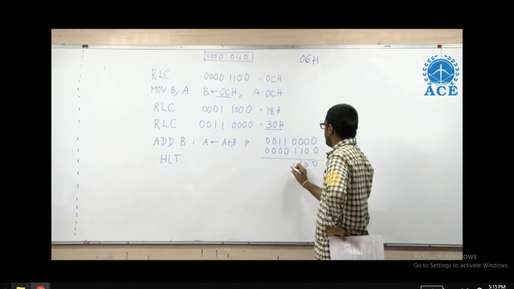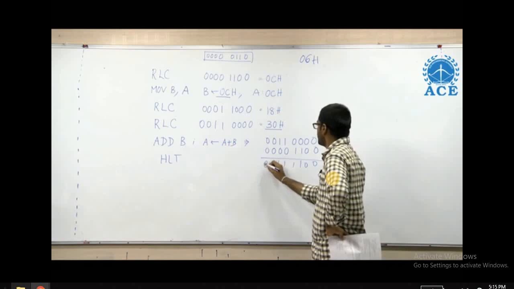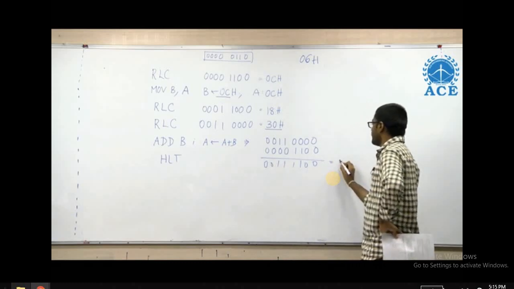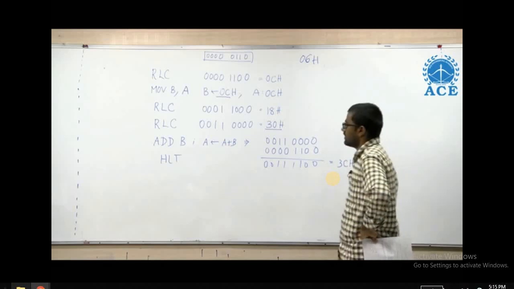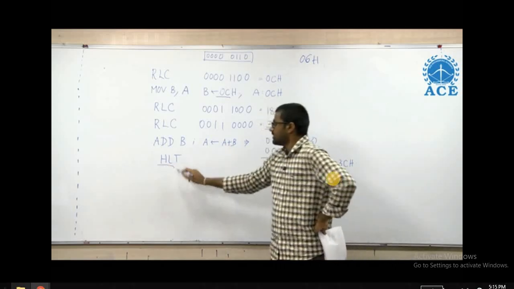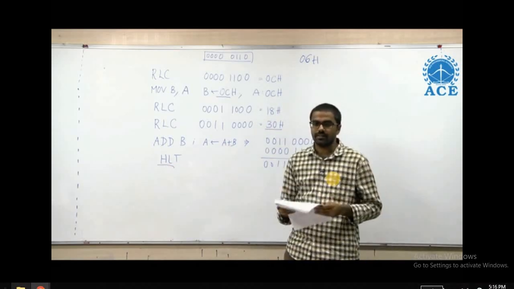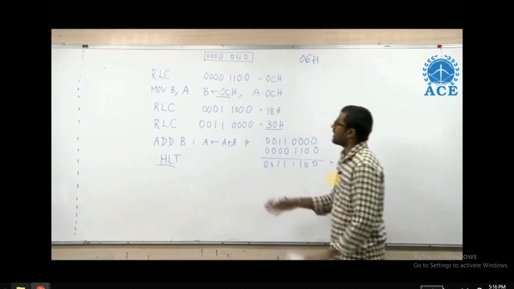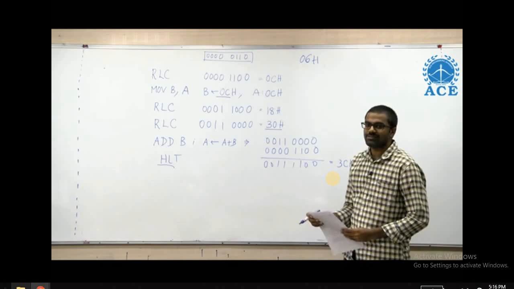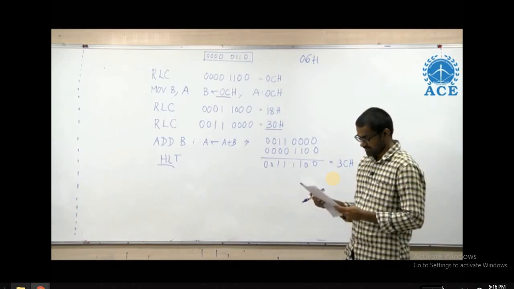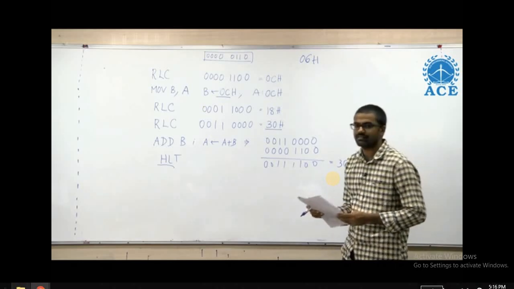0, 1, 1, 1, 1, 0, 0. Hexadecimal equivalent is 3CH. And this says we have to stop executing the instructions. So after performing this, we get the contents of accumulator as 3CH. So it's option D.